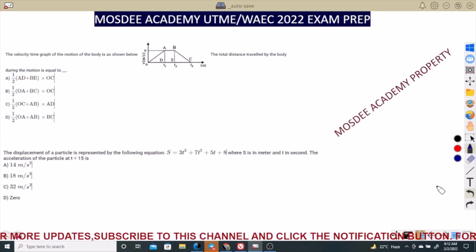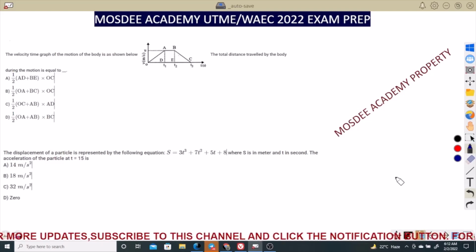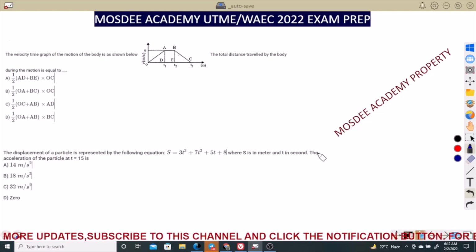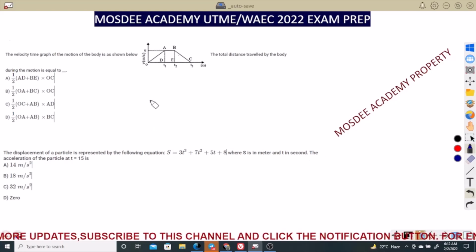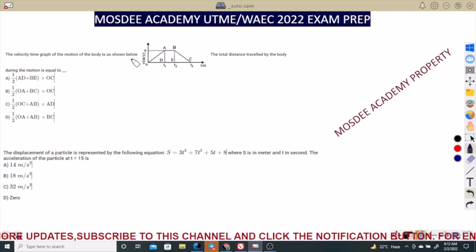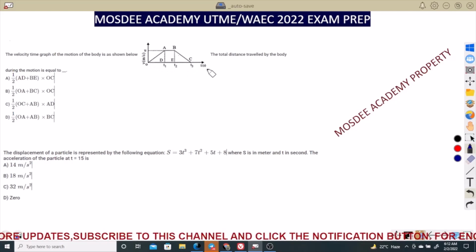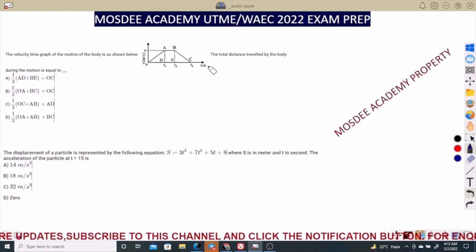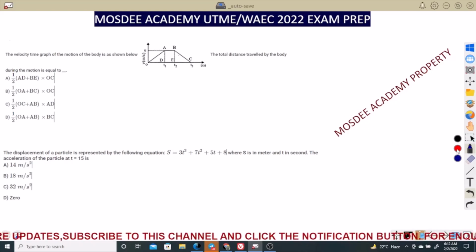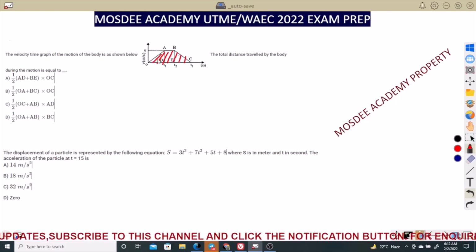Now about this next slide, the question is still on motion in one dimension. We are given the velocity-time graph of the motion of a body. You have velocity against time. The total distance traveled is dash. I think this should not be something that is difficult for us. Total distance traveled for a velocity-time graph is always the area under the curve. Always keep that, area under the curve.